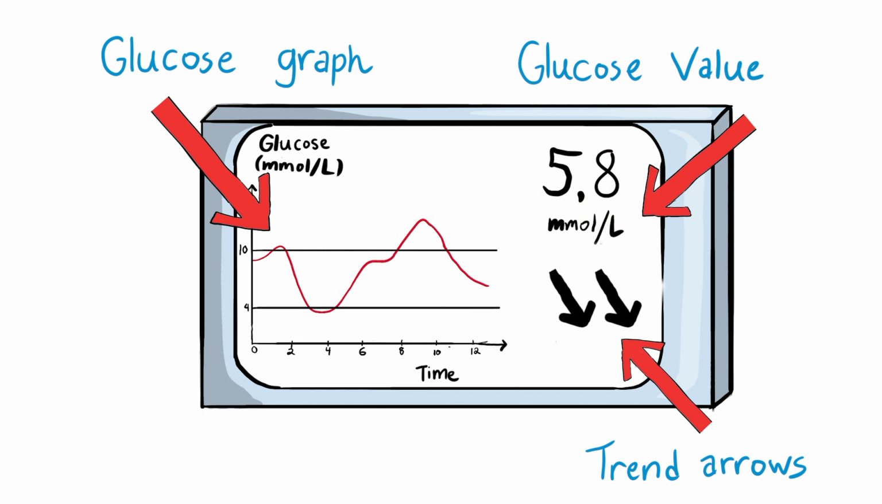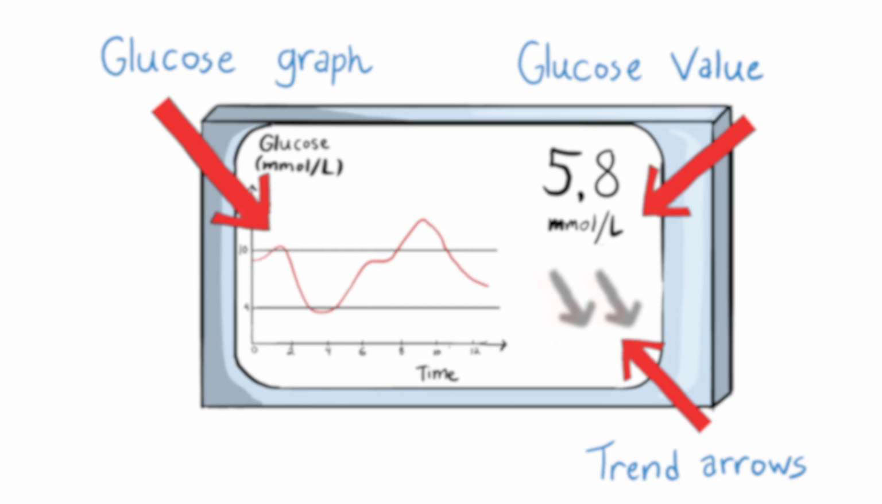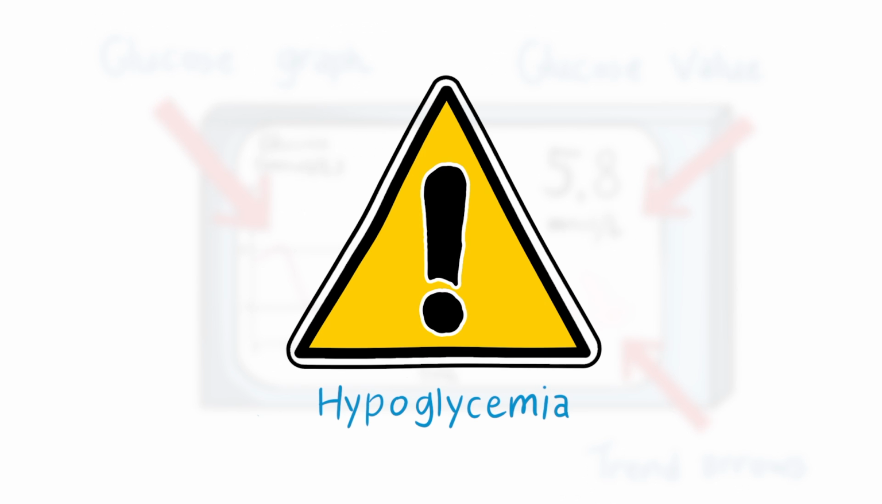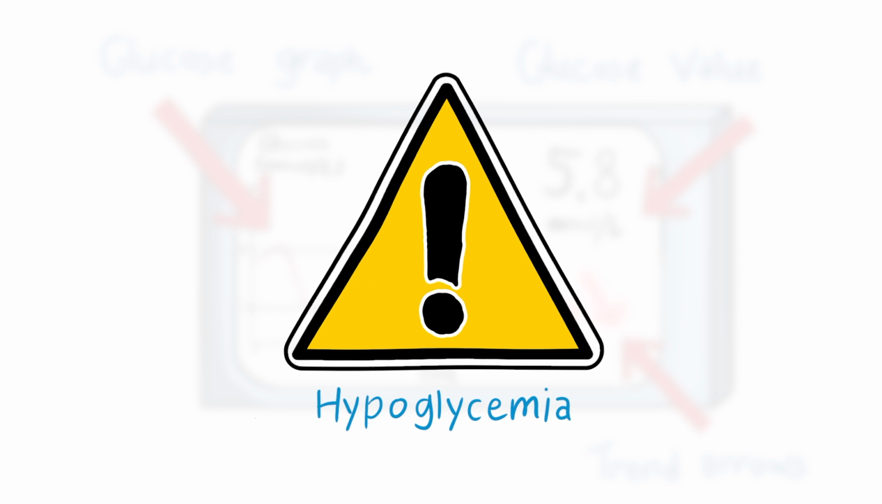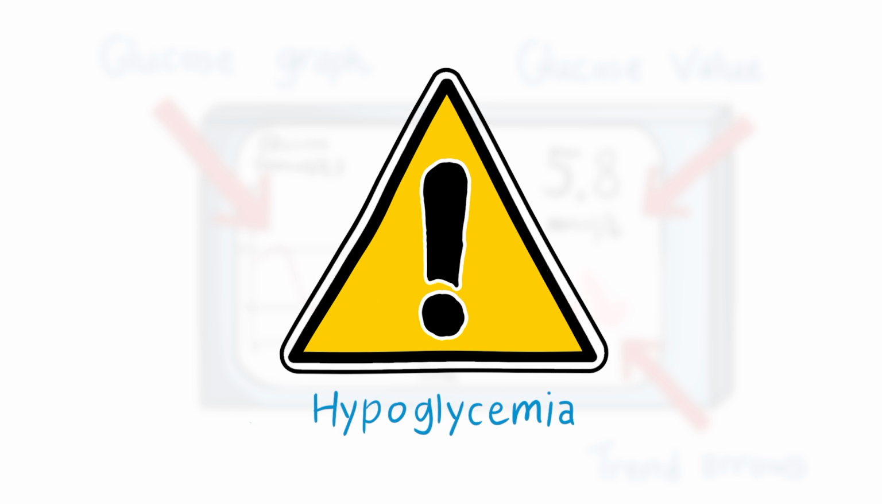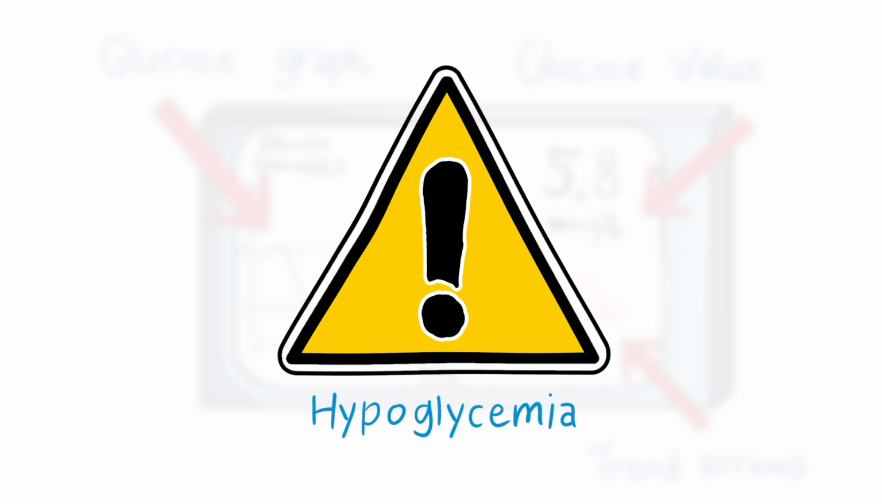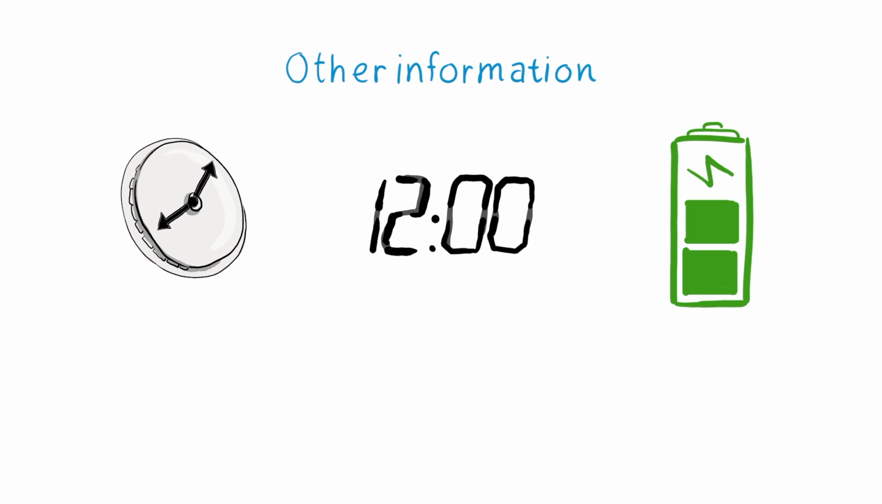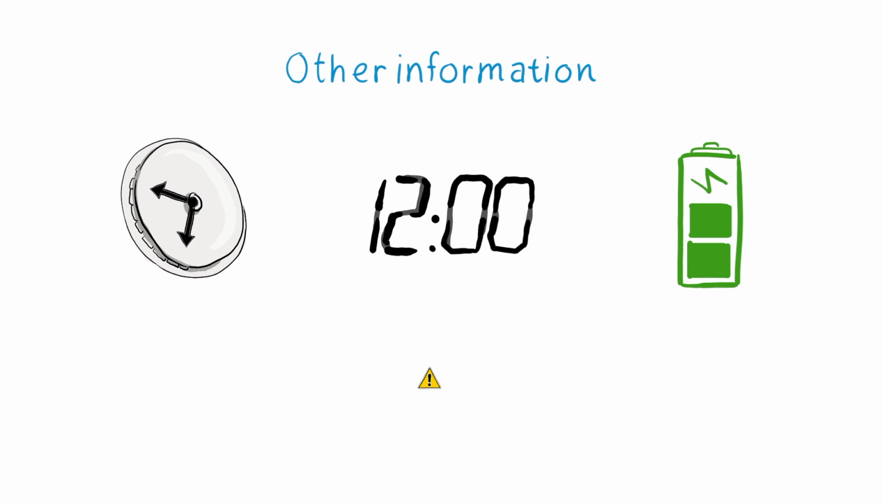For instance, if the current glucose is 5.8 millimoles per liter but is accompanied by 2 down arrows, it means that the glucose will drop rapidly in the next minutes and action must be taken to avoid hypoglycemia. Other information is also available, such as the sensor status, which indicates when it will need to be changed, the current time, the battery status, and sometimes alarm messages.